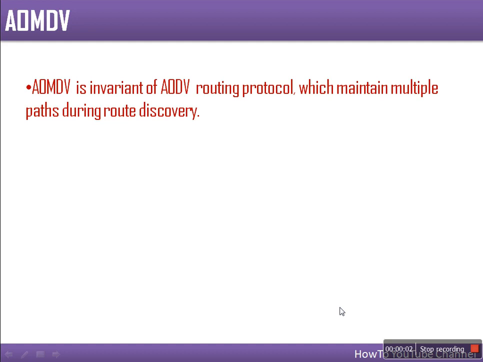Hello everyone. In this video I will explain the AOMDV routing protocol. This protocol is a reactive routing protocol used in mobile ad hoc networks. A reactive routing protocol starts discovering a route only when it is needed. We already have the AODV routing protocol, and this is actually a variant of AODV, which maintains multiple paths during route discovery.